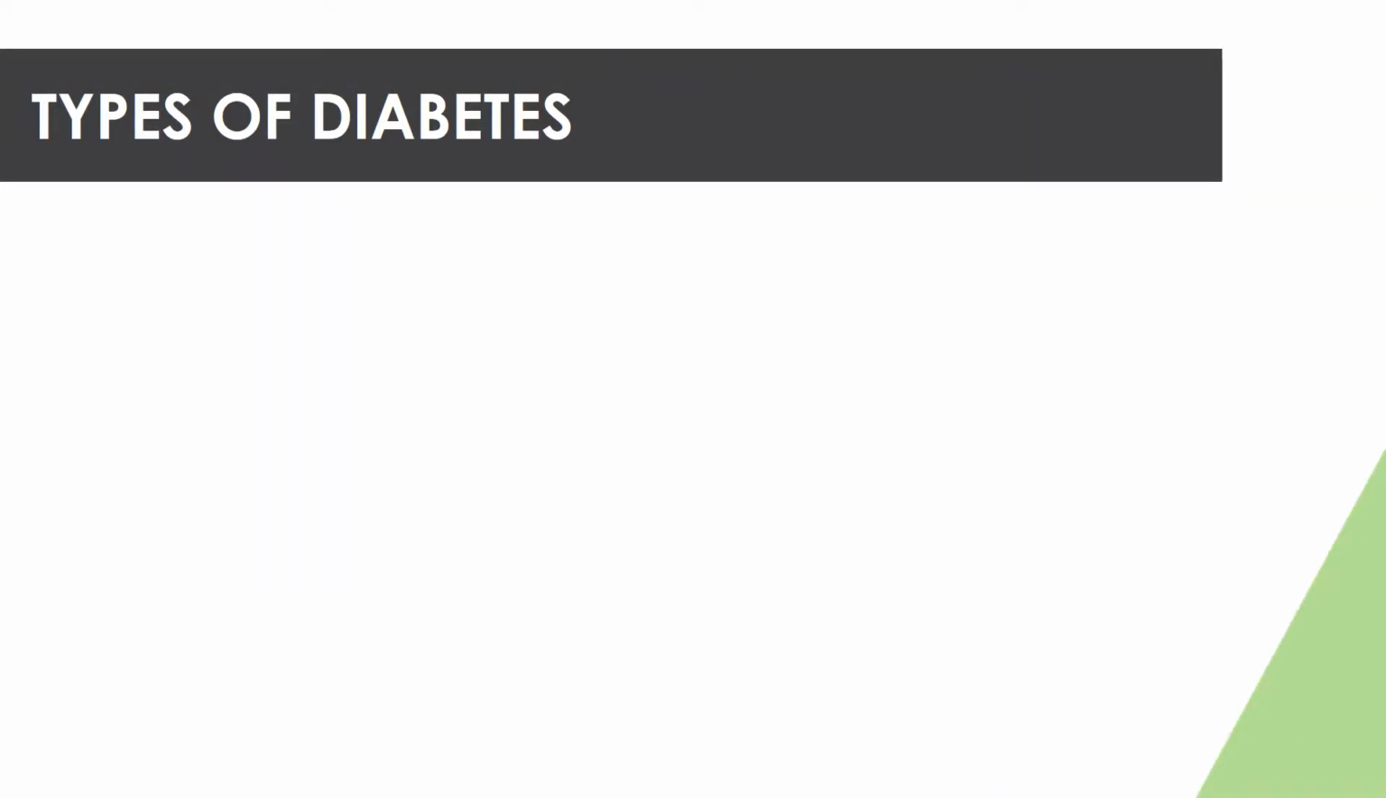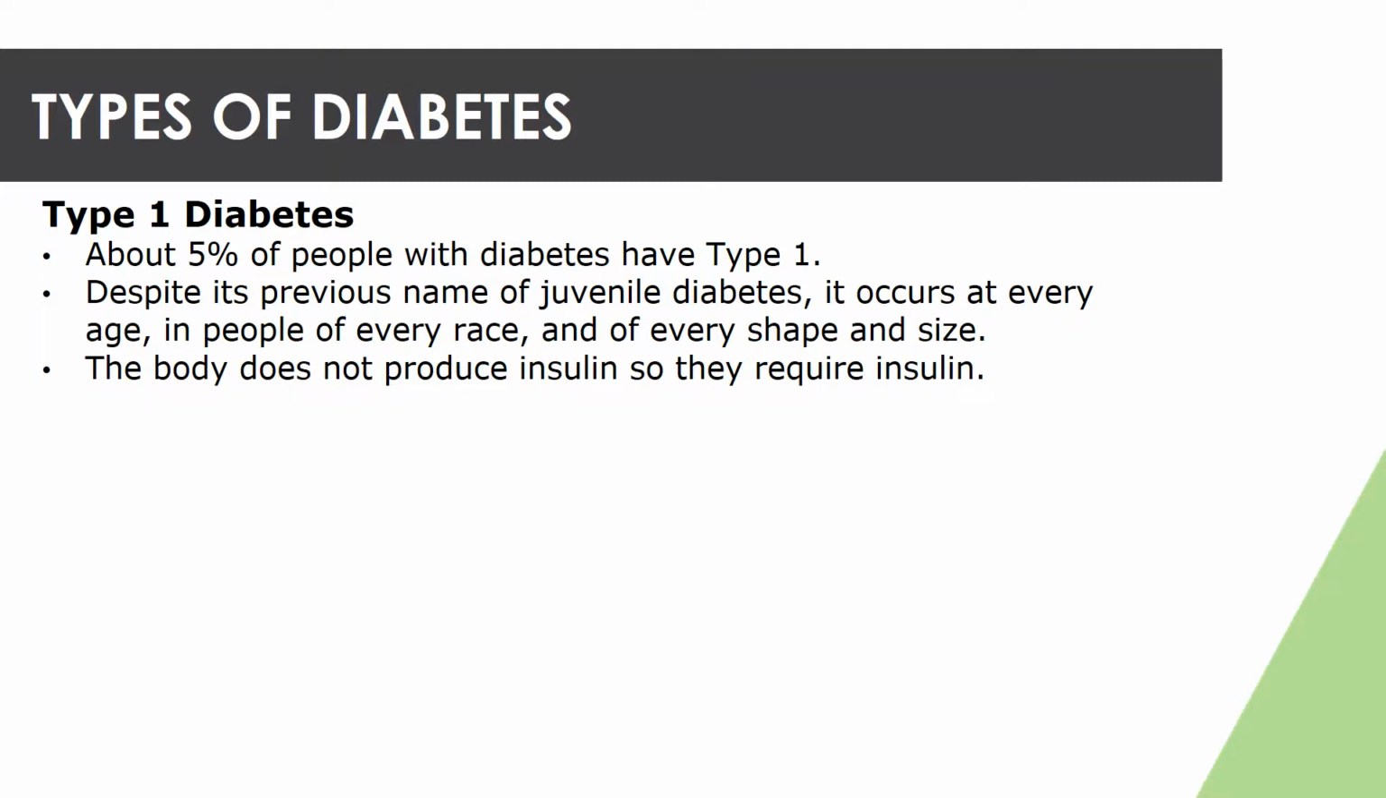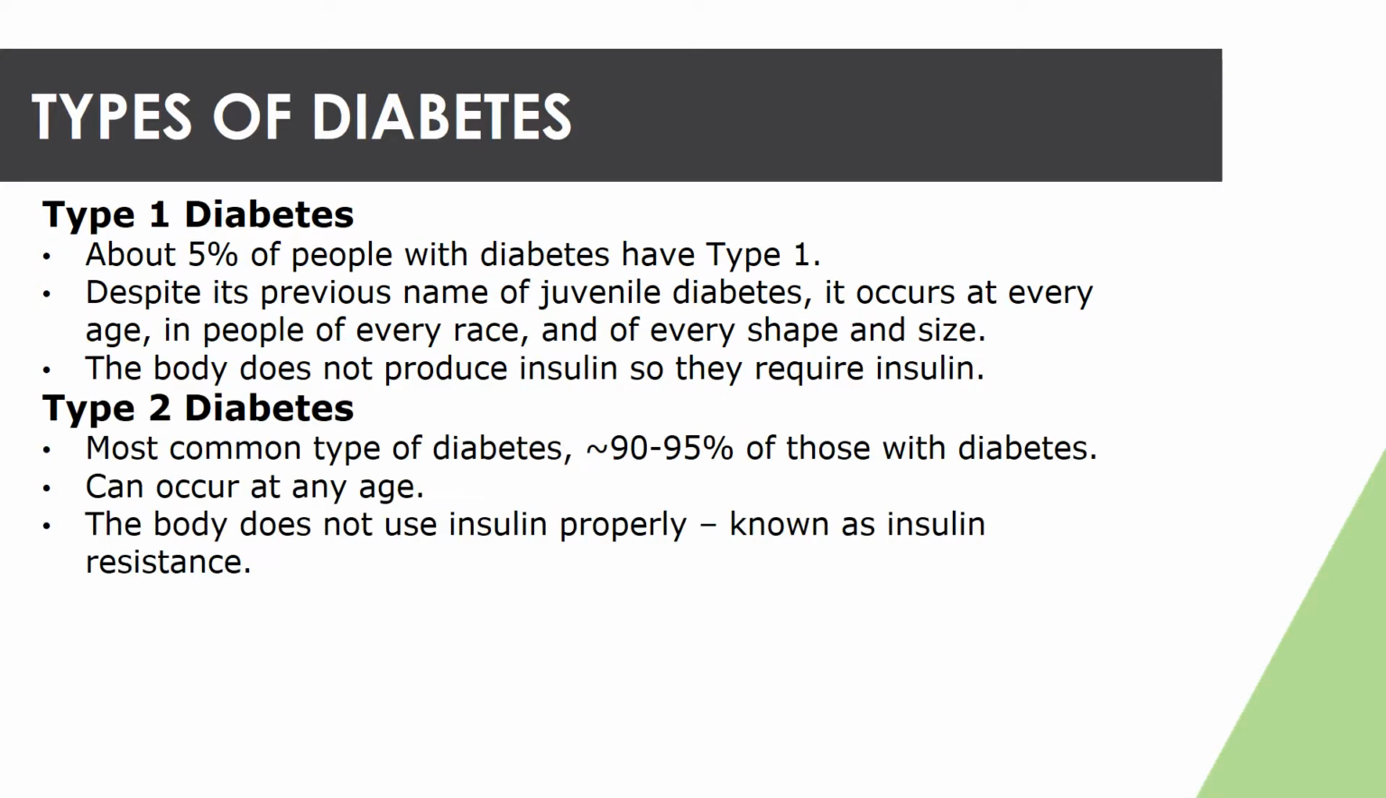There are different types of diabetes. Type 1 diabetes was previously referred to as juvenile diabetes. However, it is an autoimmune disease that can occur at any age. About 5% of those with diabetes have type 1. Those with type 1 do not produce any insulin, so require insulin to keep blood sugar levels in control.